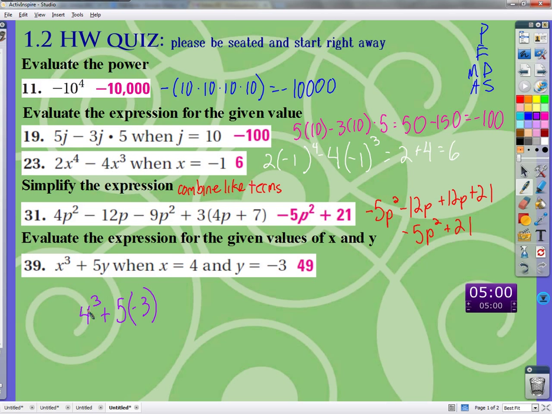Should I do 4 to the third before I multiply 5 times negative 3? Because exponents come before multiplication. Does that matter? No. These are separate things. We're not trying to combine them yet. If I do the exponent of this and multiply this at the same time, everything's going to be fine. What is 4 to the third? 64. And what is 5 times negative 3? Negative 15. Combine those together. We get? 49.